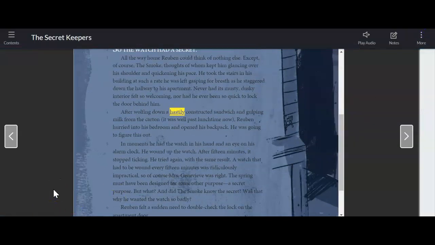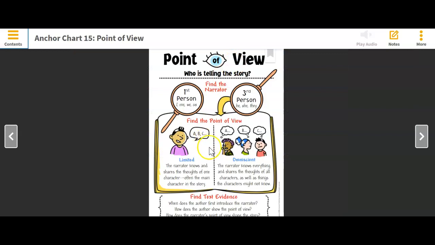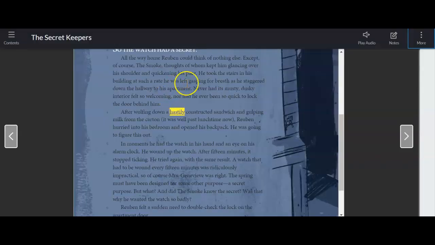All right, so we should have paused and read this page. So let's start with point of view. Which point of view is this? I'm going to review my anchor chart. Is it first person or third person? That's my first step. Well, I know it's third person because it's talking about Reuben in the third person. So Reuben could think of nothing else. He took the stairs. He had the watch in his hand. So I know that this is going to be third person.